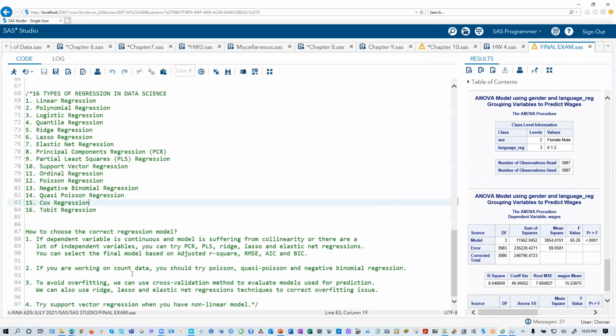If you are working on count data, you should try Poisson, quasi-Poisson, and negative binomial regression. To avoid overfitting, we can use the cross-validation method to evaluate the model used for prediction. We can also use ridge, lasso, and elastic net methods to correct overfitting issues. Try support vector regression when you have a non-linear model.